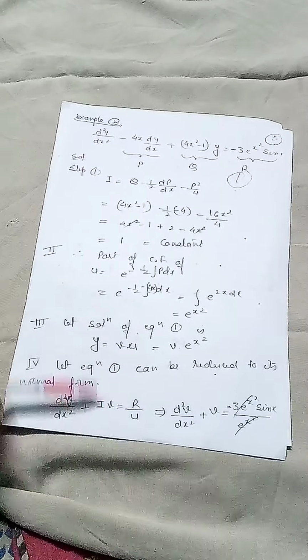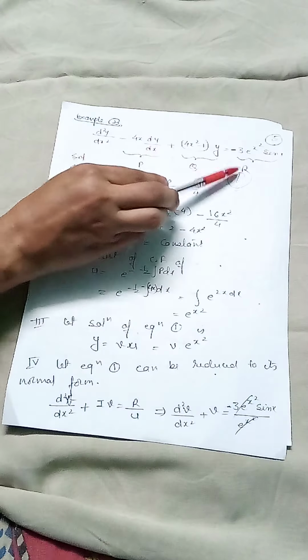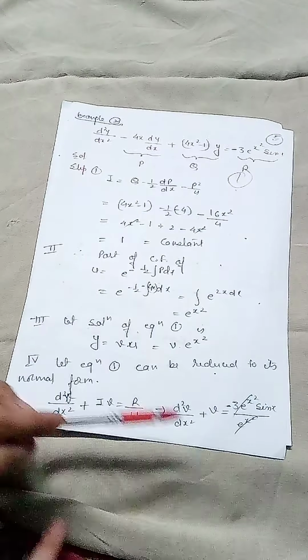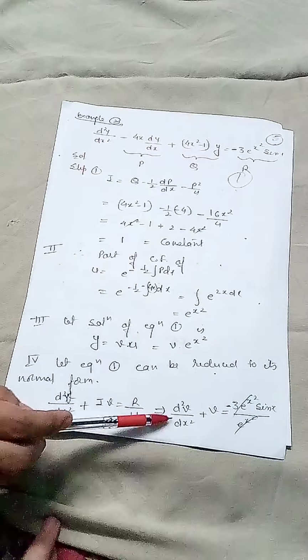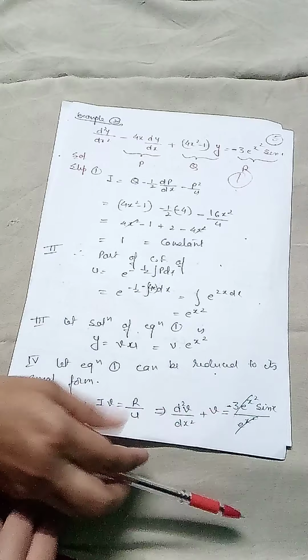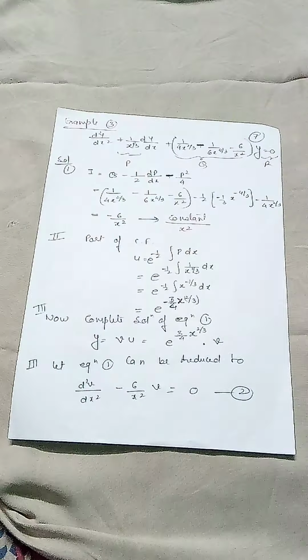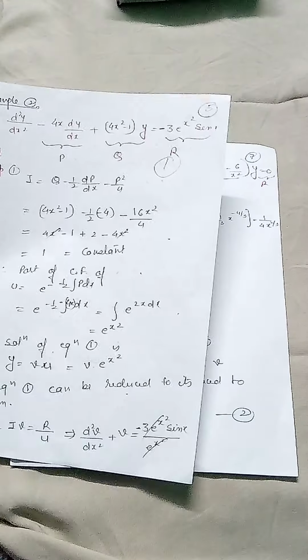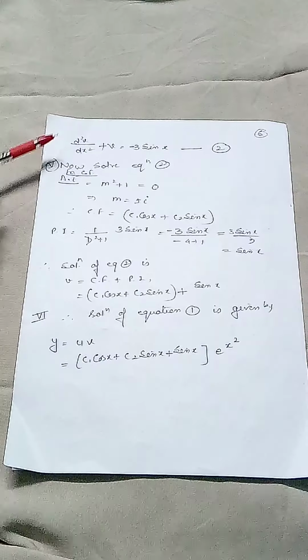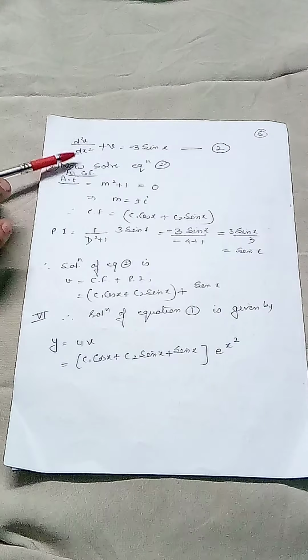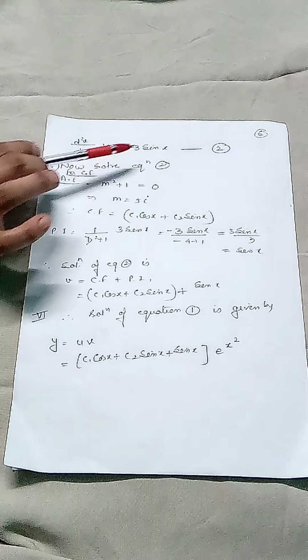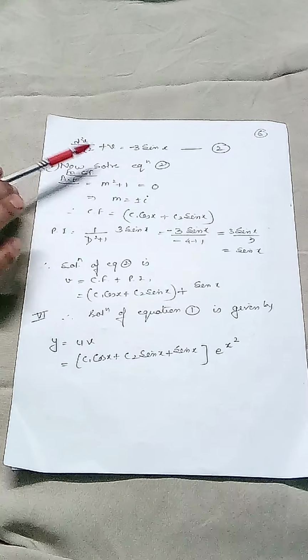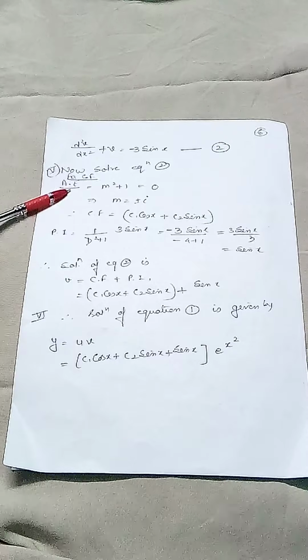Putting the value of I, R and U, we have the equation d2v upon dx square plus v is equal to this. Then equation 1 is reduced to d2v upon dx square plus v is equal to minus 3 sin x. To solve this, we have to find CF and PI.